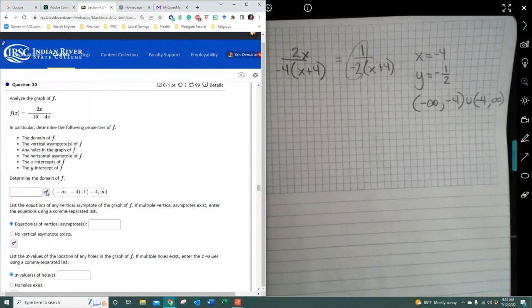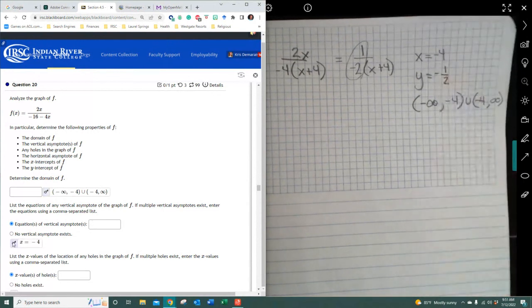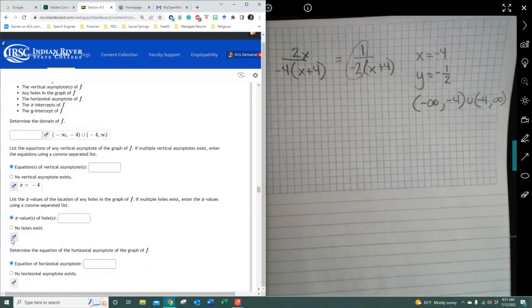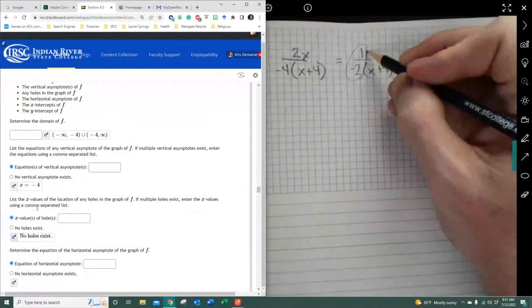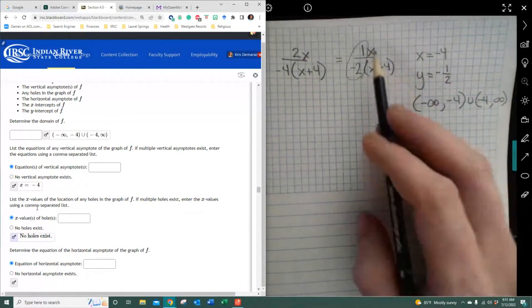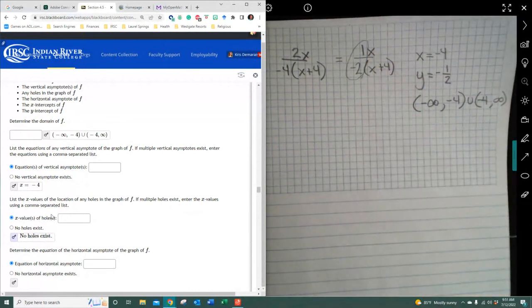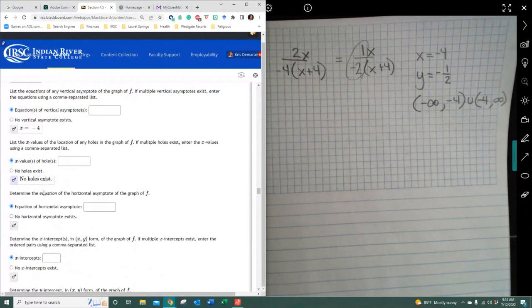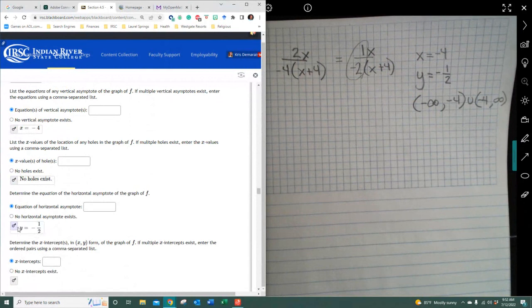So determine the domain, and you write it in interval notation all the time. List the equations of the vertical asymptote. We already did that right there. And the horizontal asymptote. Oh, yeah, there's no holes that exist. I didn't simplify anything or wipe out any variables. Oh, and by the way, there's still an x up there, and I didn't put the x up there. I was like, where did the x go? Anyway, my bad. Now, determine the equation of the horizontal asymptote. We've already determined that.